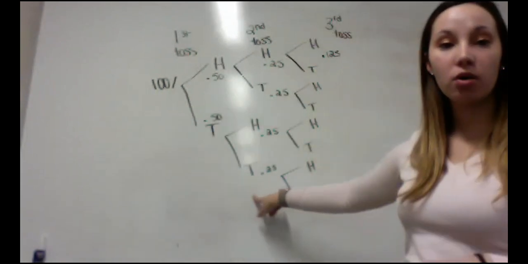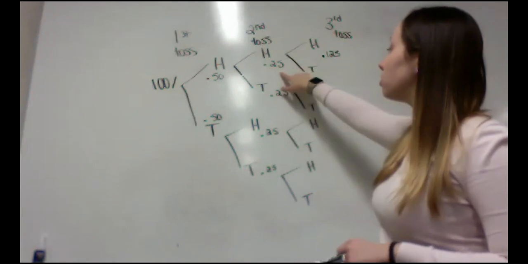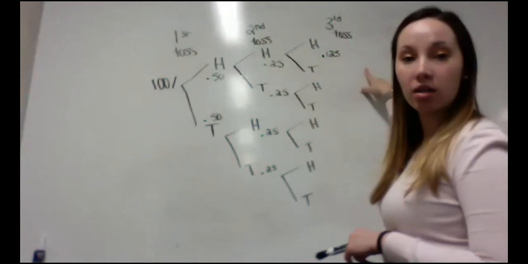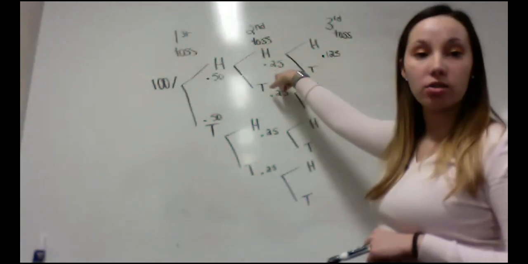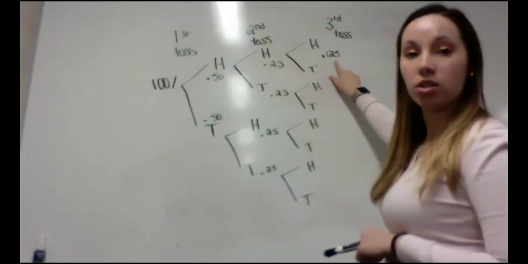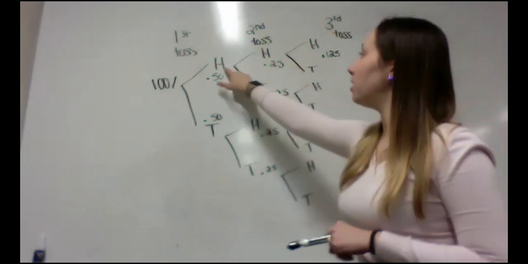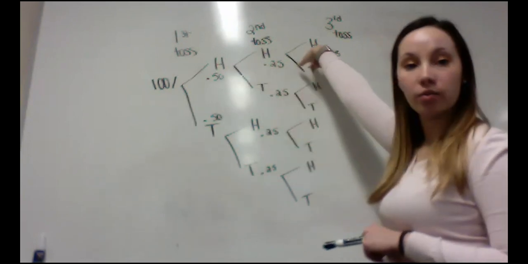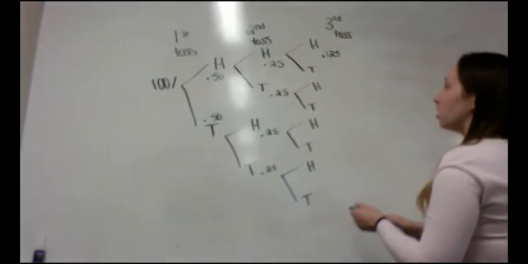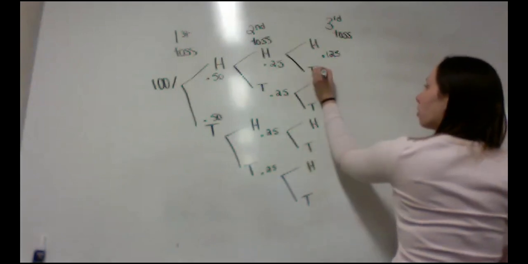When we flip the coin 3 times, we have to cut our 0.25 in half again. So we divide 0.25 by 2, and we get 0.125. So this is my probability of flipping heads, heads, heads, all in a row. So here's our probabilities for that.